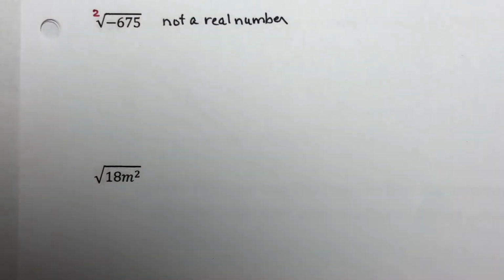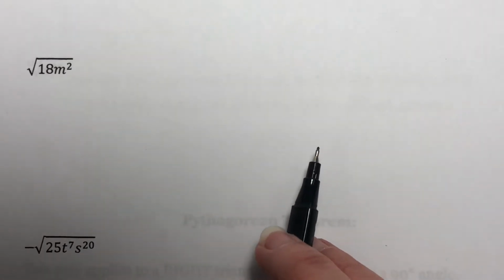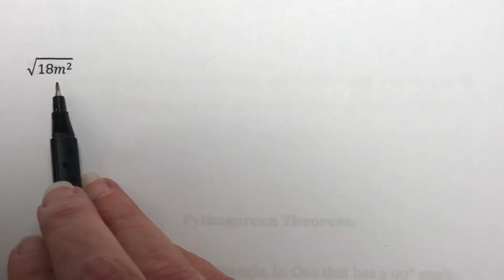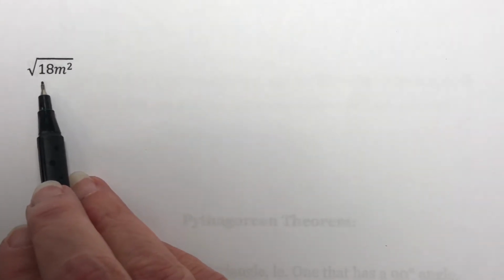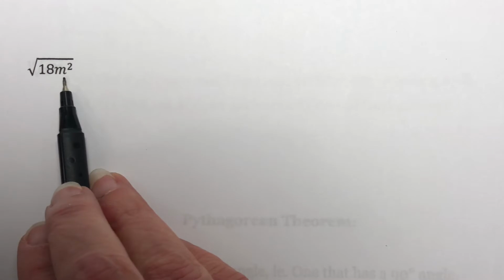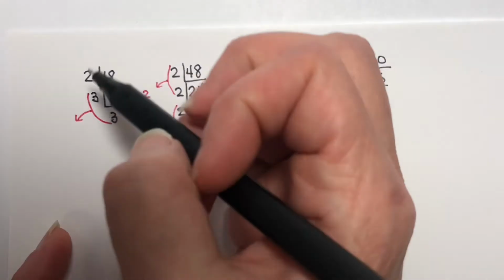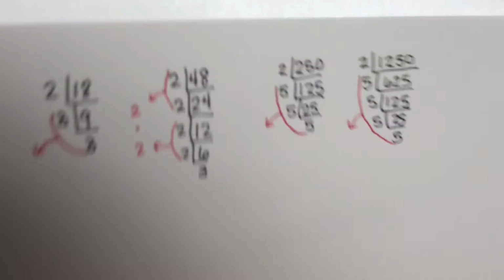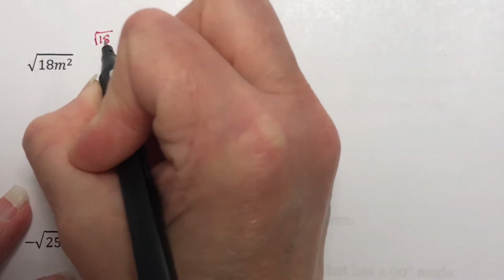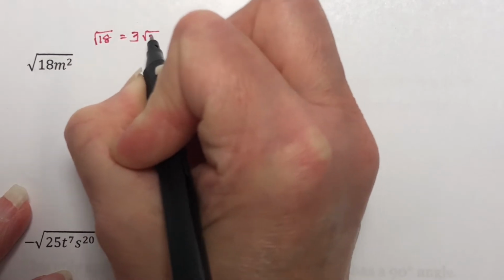Okay. All right, so let's talk about dealing with square roots of variables along with our numbers. Okay. So here we just treat it like two separate problems. I want to find the square root of 18, and I also want to find the square root of m squared, and it will all go together. Okay. Well, the square root of 18 we've calculated twice already. It is 3 times the square root of 2. Okay, so I'm gonna write that down right here. The square root of 18 is 3 times the square root of 2.